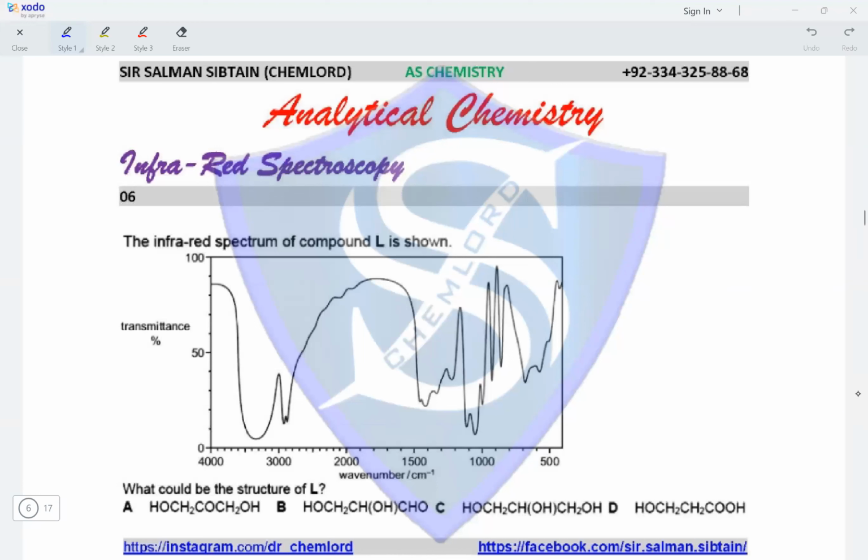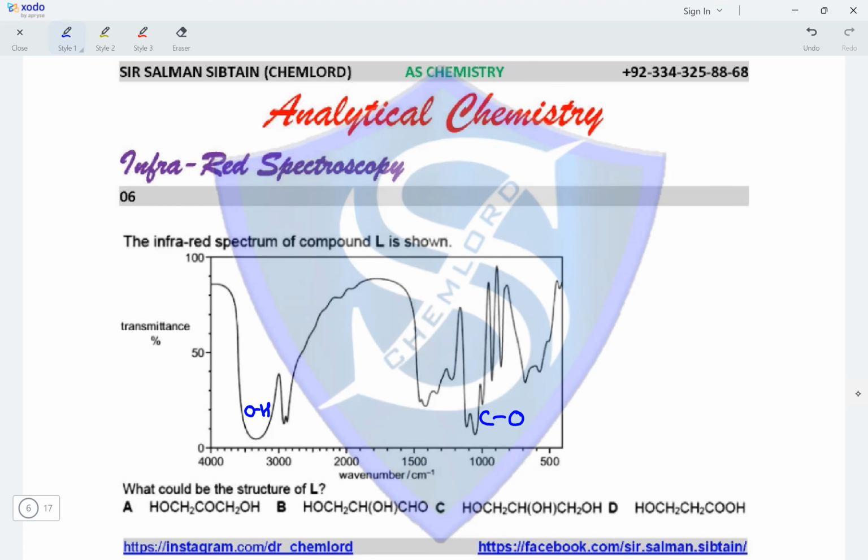Question 6. The infrared spectrum of compound L is shown. What could be the structure of L? The identifiable peaks in the infrared spectrum are the one close to 1000, which corresponds to a C single bond O, and the one that is sharp and broad beyond 3000 wave numbers, that should be for an alcohol OH group. So we have a C single bond O and an alcohol OH group.